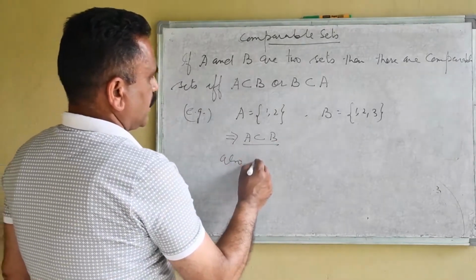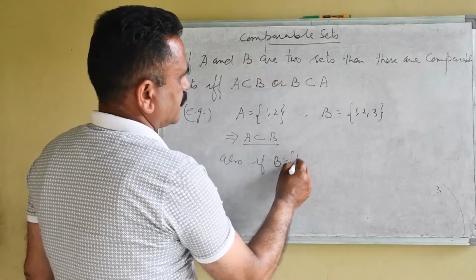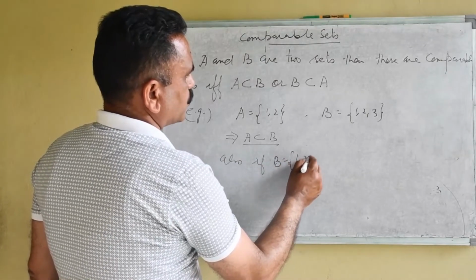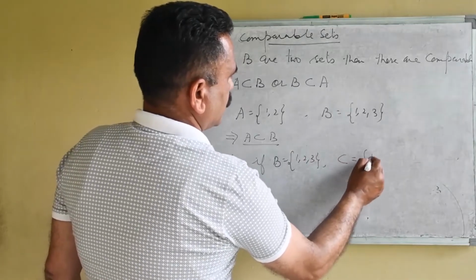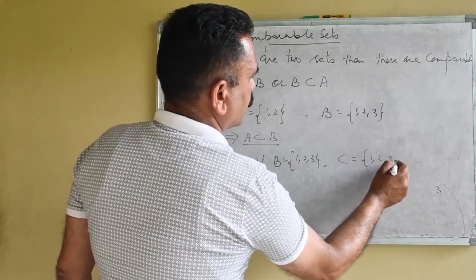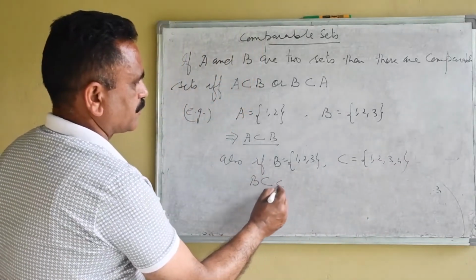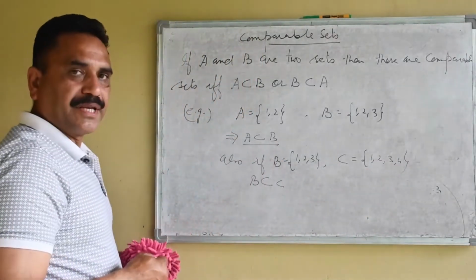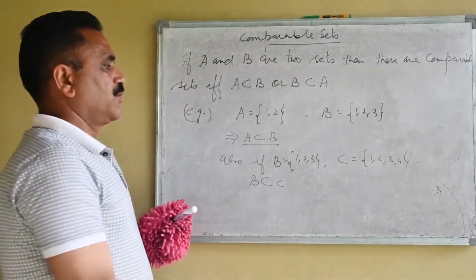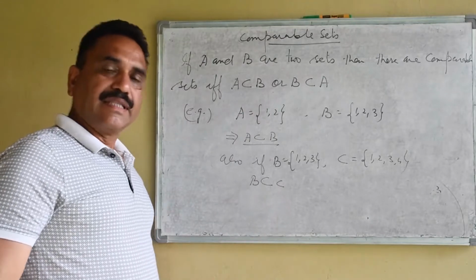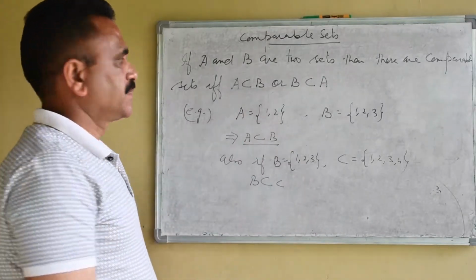Also, if B is a set 1 2 3, and C is a set 1 2 3 4, then B is a subset of C, therefore they are comparable. And if neither A is a subset of B nor B is a subset of A, then the sets are known as incomparable sets.